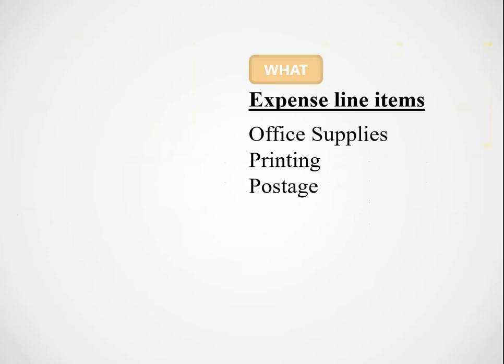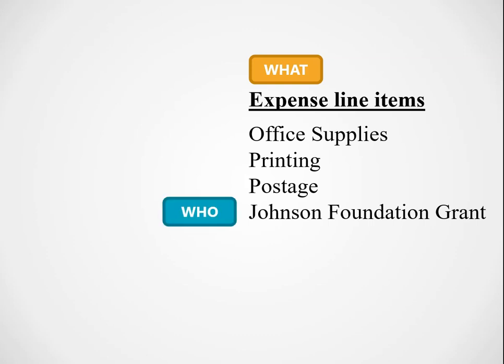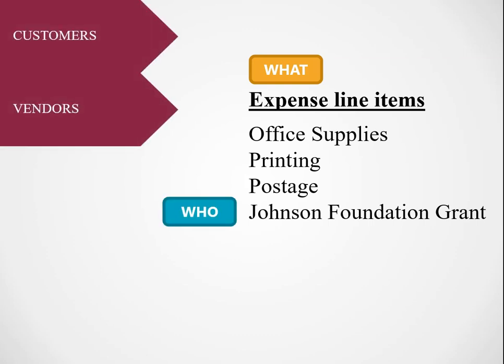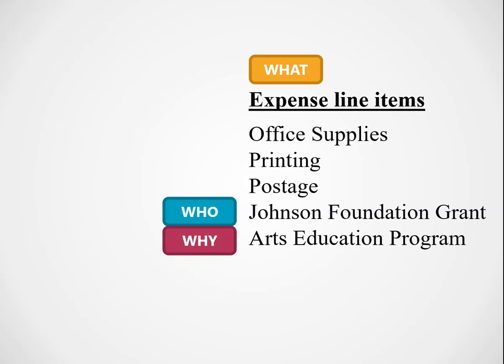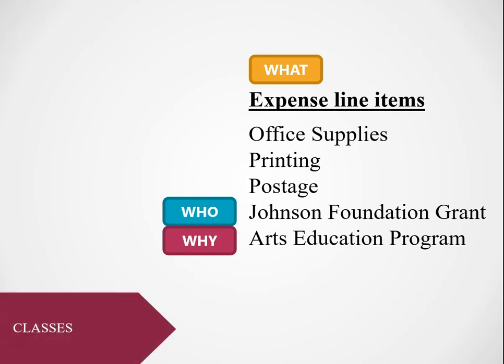Now I want to take a little more time to continue this train of thought. Back to the original list we know are what's. I've seen people worried about tracking expenses for a restricted grant, so they create a new expense line for it to separate it from other expenses. But the Johnson Foundation is not a what. It's a who. And where do who's live? In the customers and vendor lists. I've also seen people try to segment the expenses for a specific project or program. But a program is a why. And where do whys live? In classes.